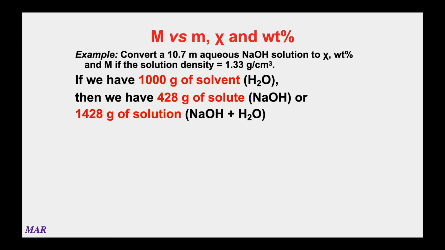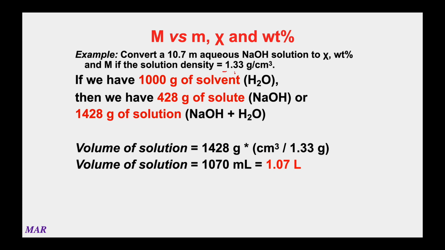And this number now is what we can use with the density, the 1.33 number up here on the top. So if you take that 1,428 and you divide by the density, 1.33, you're going to get a number which is the centimeters cubed or milliliters. Remember, centimeter cubed and milliliter are the same. That's the volume of the solution. That's 1,070 milliliters. And if you convert that to liters, 1,000 milliliters per liter, that would be 1.07 liters.